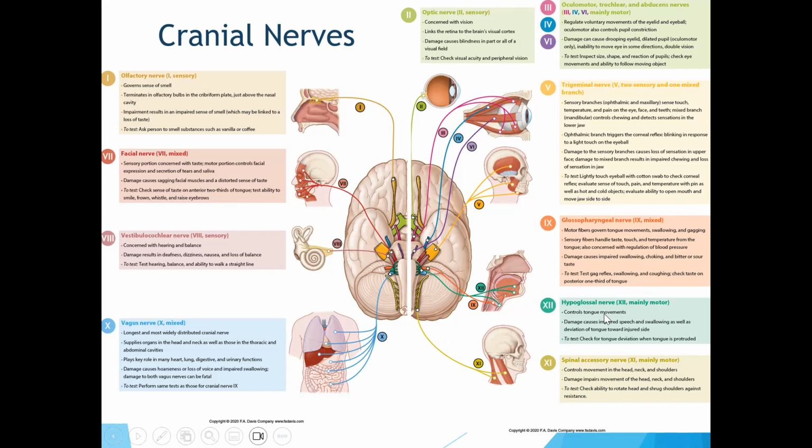And then last but not least, your hypoglossal nerve, again, controls some tongue movements. And so obviously if your tongue doesn't move well, your speech and swallowing and eating are all going to be impaired.